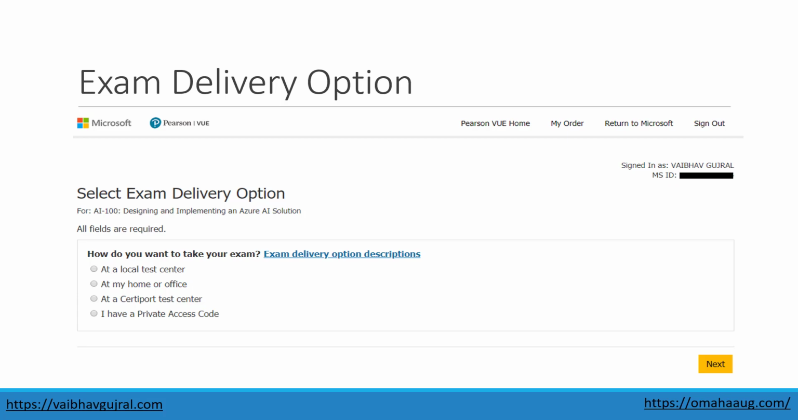The first one is at a local test center, which is a public institution available for delivering your exam. In the United States, it's Pearson VUE. The second option is to conveniently take an exam in the comfort of your home or office. It is known as online proctored exams. The third option, if you have been invited to test with your teacher or proctor in their Certiport test center, please choose this option. For some exams, you are required to have a private access code to register. If you have a private access code, choose the fourth option and enter the private access code in the field provided.